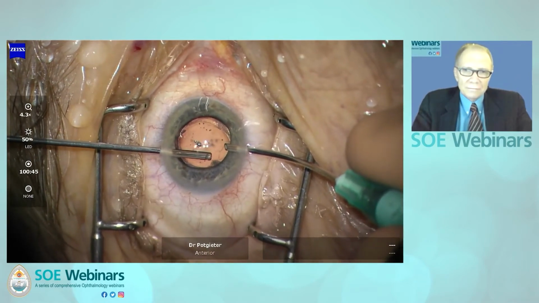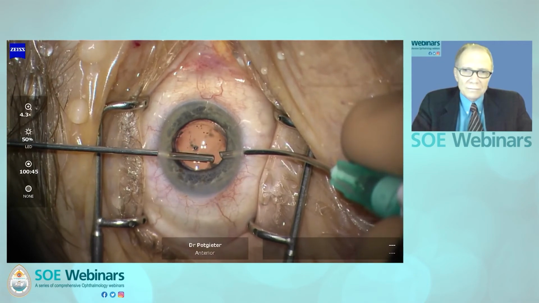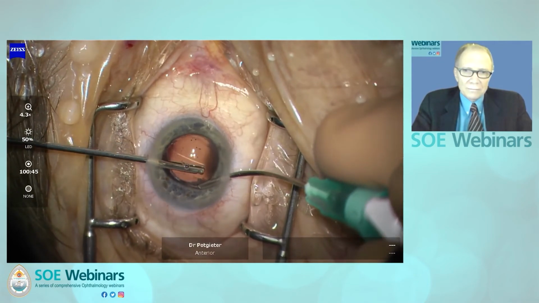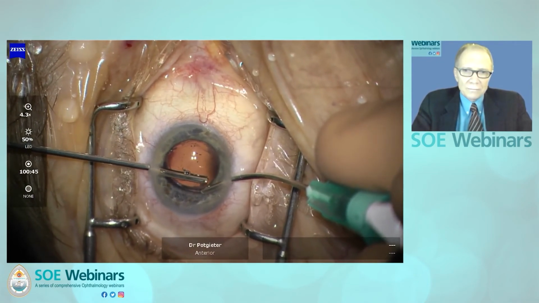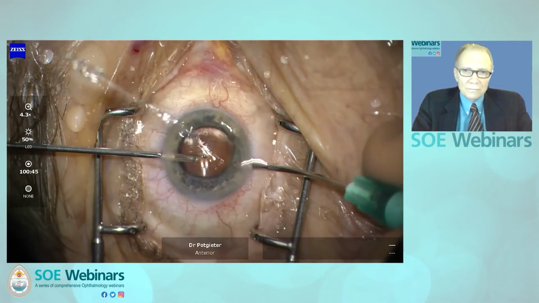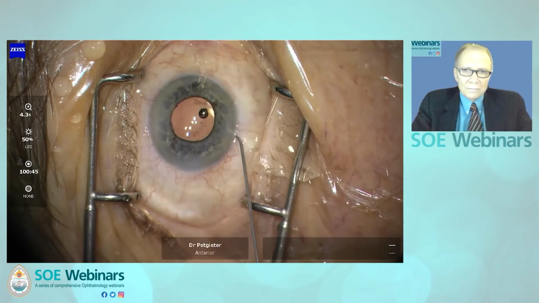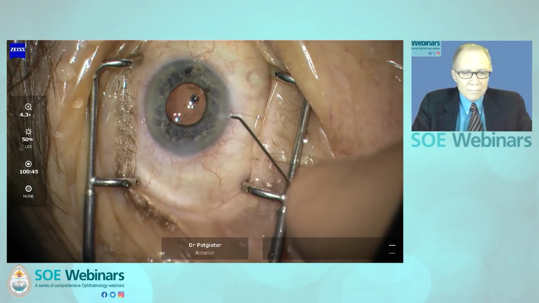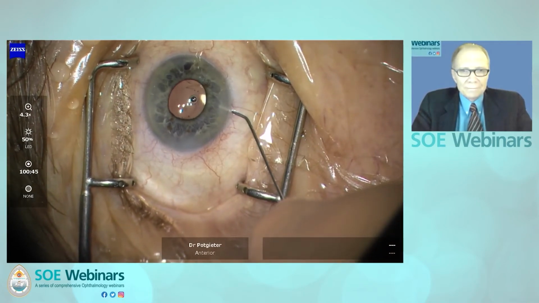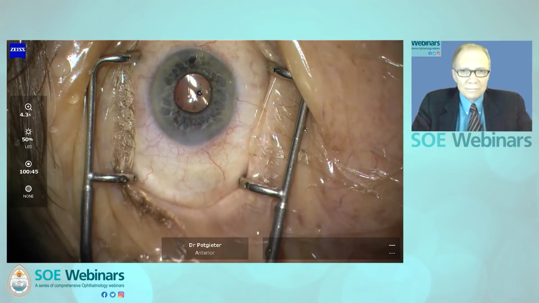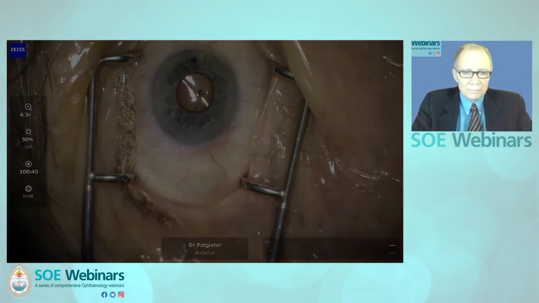Finally, a cortical remnant anterior to the optic is removed with a vitrector, along with aspiration of the remaining viscoelastic in the anterior chamber. Care is exercised that the anterior chamber is well formed at the end of the procedure and the acetylcholine is injected to induce miosis.